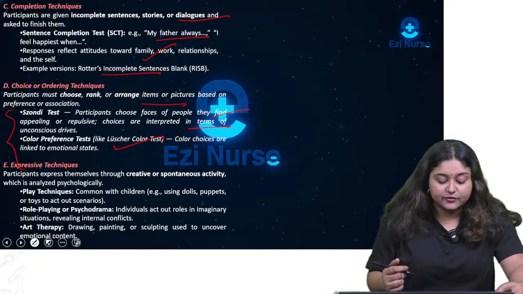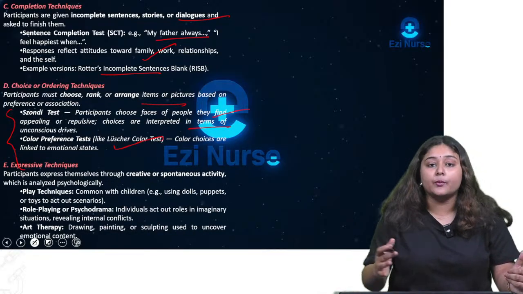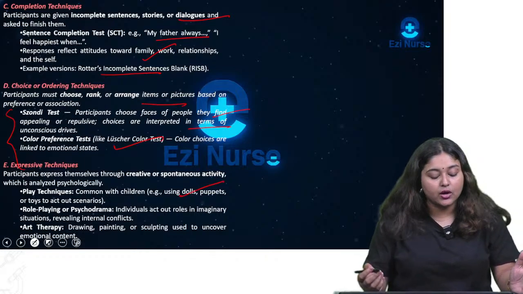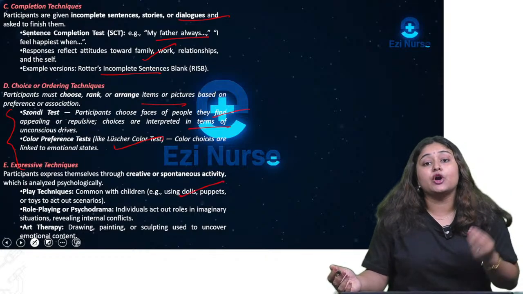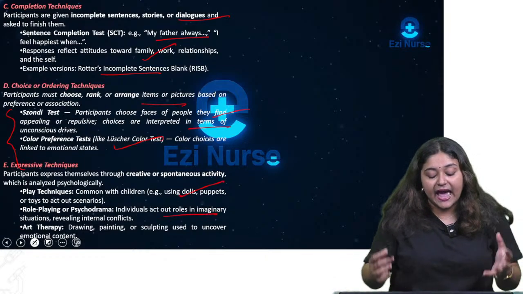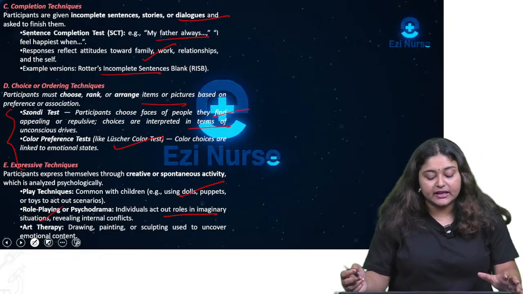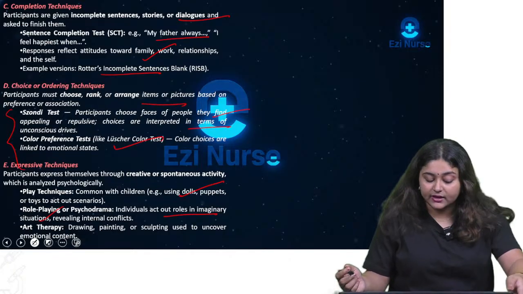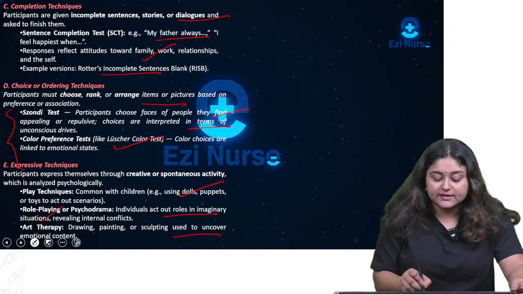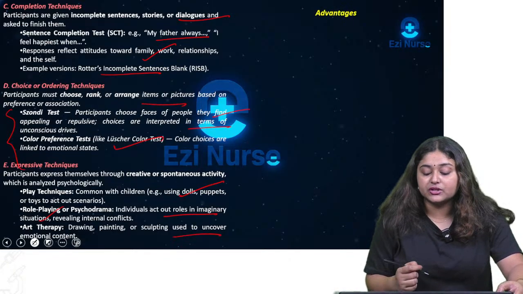Next is the expressive technique. First is play technique, very common with children, where you use dolls, puppets, etc. Then role playing or psychodrama, where individuals act out roles in imaginary situations, revealing internal conflict. And next is art therapy, where drawing, painting or sculpting is used to uncover emotional content.